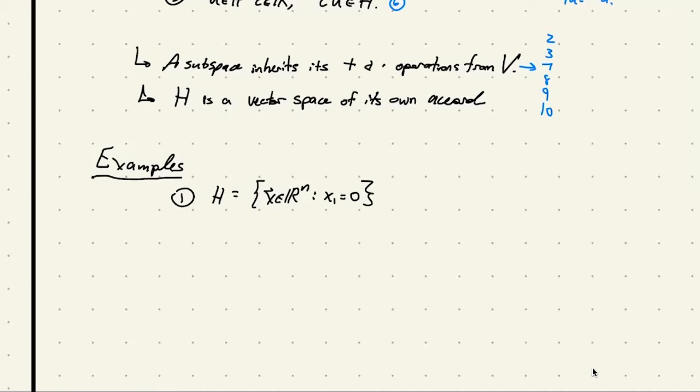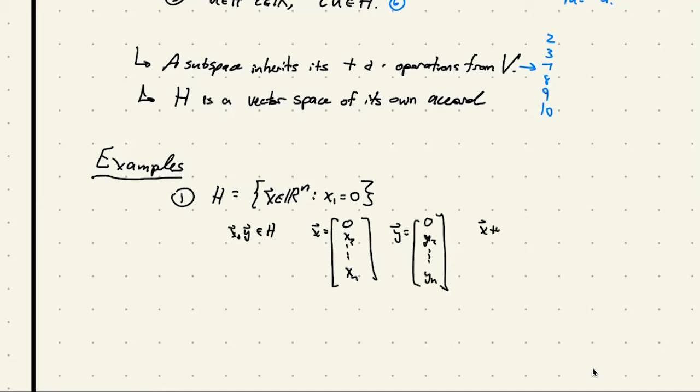Because if I look at it, if x and y are two vectors in H, then x is going to look like 0, x2 down to xn. Y is equal to 0, y2 down to yn. If I take x plus y, this is going to be 0 plus 0, x2 plus y2, all the way down to xn plus yn. That's still in my set H because the first component is still 0.